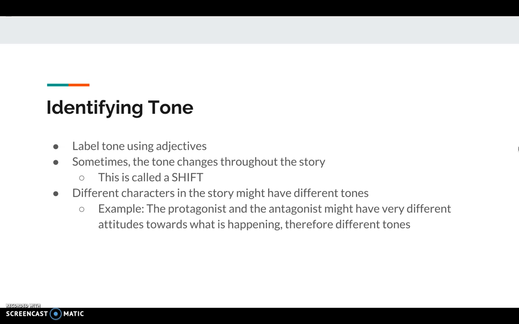Also, and I mentioned this before, make sure that you're aware that different characters in the story might have different tones. So the protagonist and the antagonist might have very different tones towards what's happening. So the antagonist might be happy, but the protagonist is horrified.